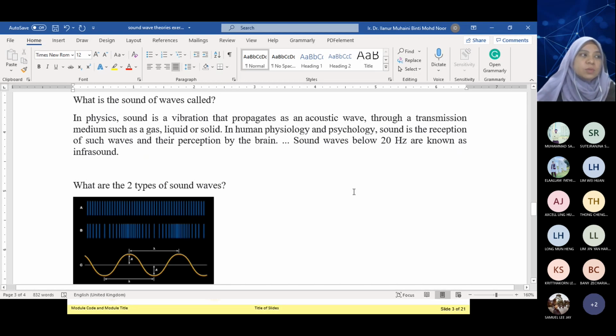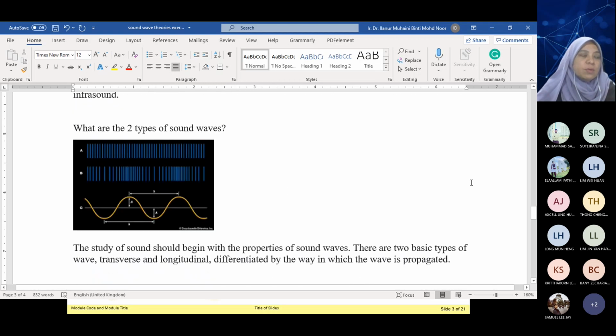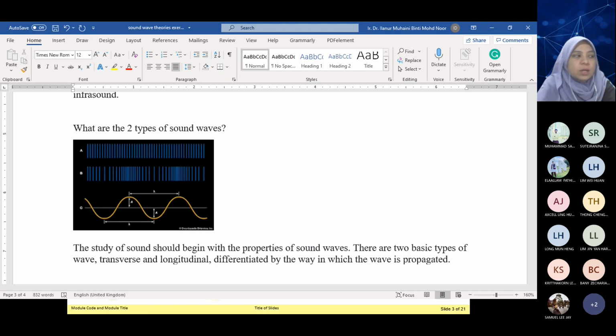What are the two types of sound wave? The two types of wave are transverse and longitudinal. Already learned in the previous chapter also. Transverse and longitudinal.